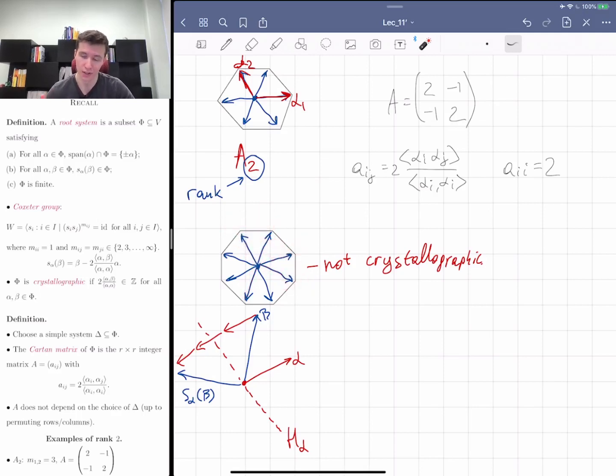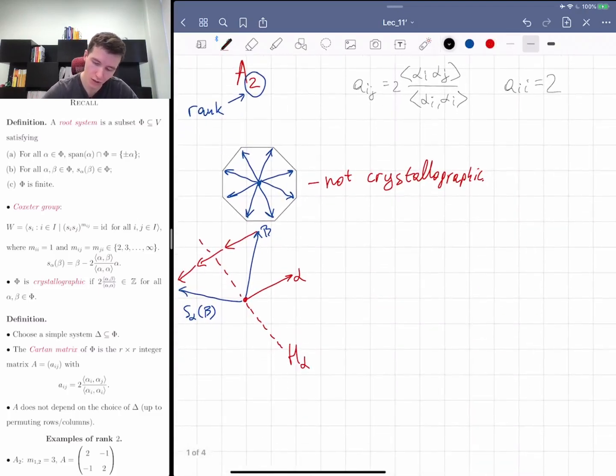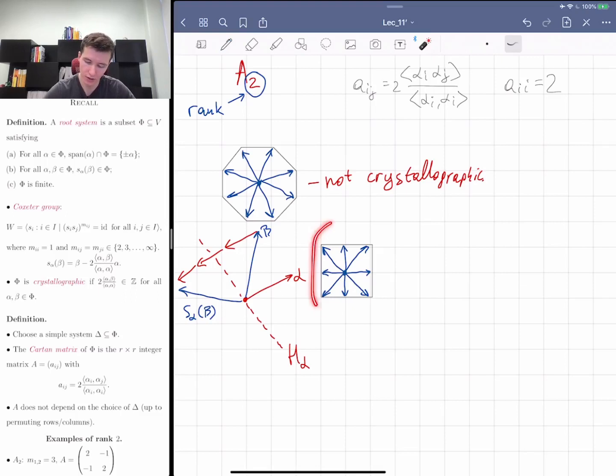But then I'm going to fix my root system by changing the lengths of the roots in a clever way. So what I'm going to do is I'm going to draw a square. And then I'm still going to draw 8 roots, but they're going to have different lengths. They're going to go to the midpoints and the vertices of the square. Okay, and now this guy here is crystallographic.